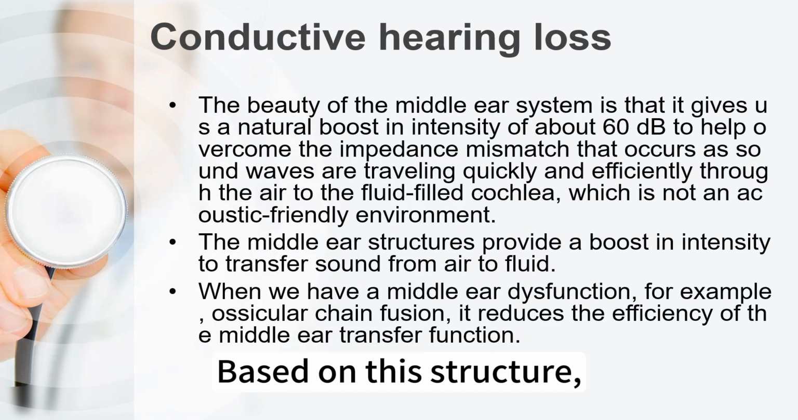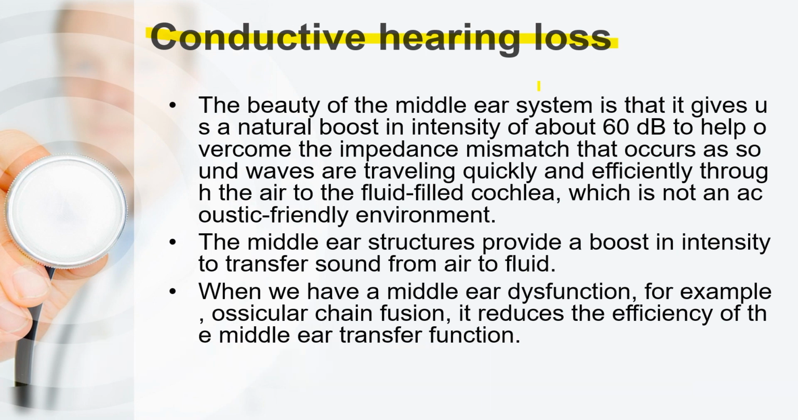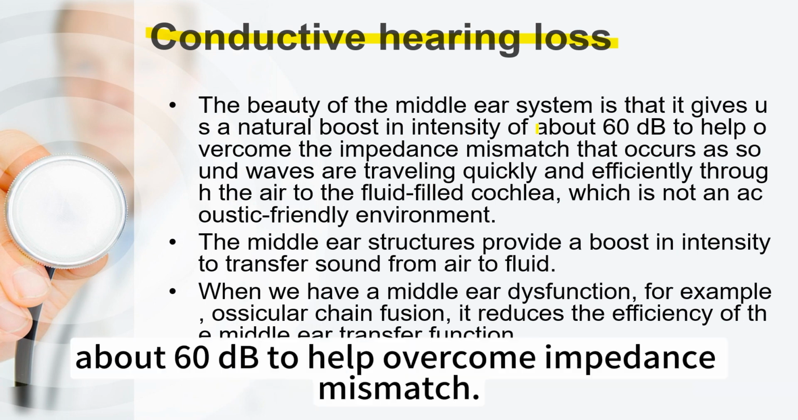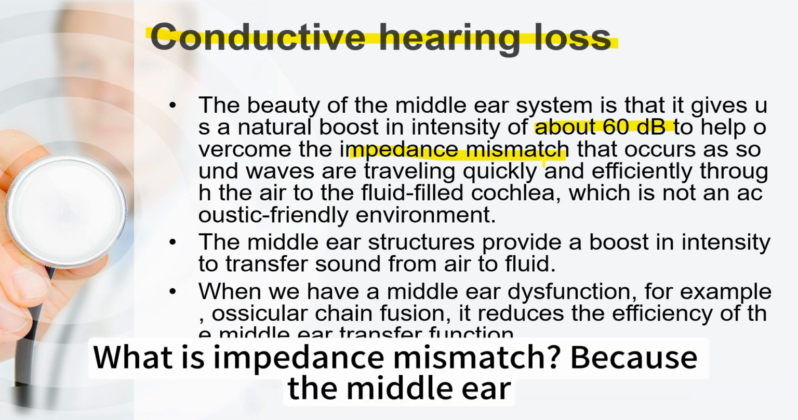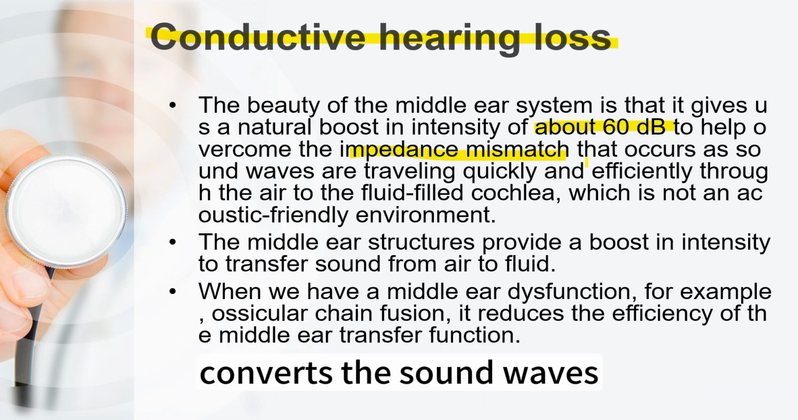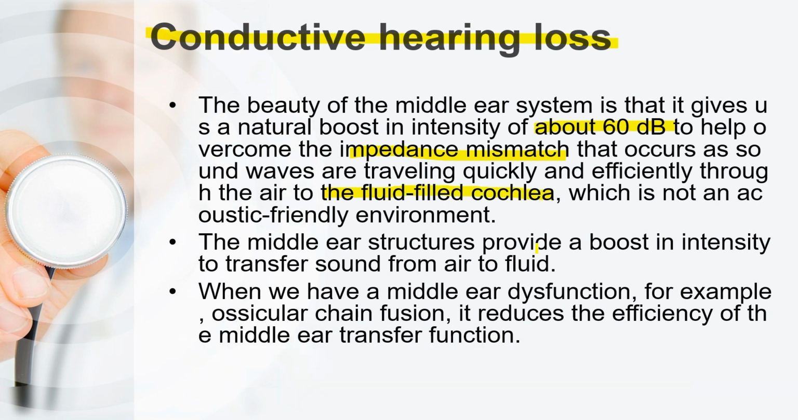Based on this structure, we can understand what a conductive hearing loss is. Our middle ear system can offer a natural boost of about 6 dB to help overcome impedance mismatch. What is the impedance mismatch? Because the middle ear converts the sound waves from the air transmission to the fluid-filled inner ear.